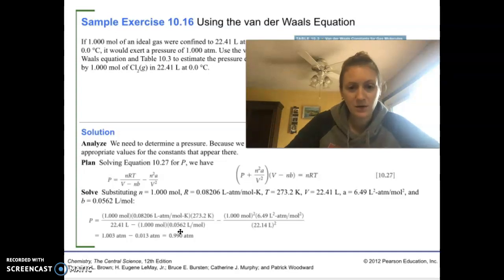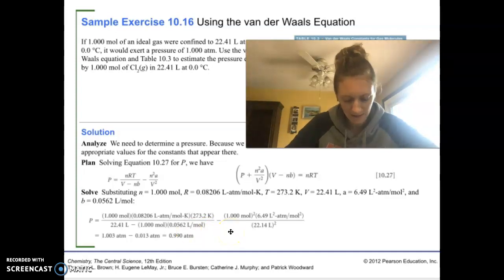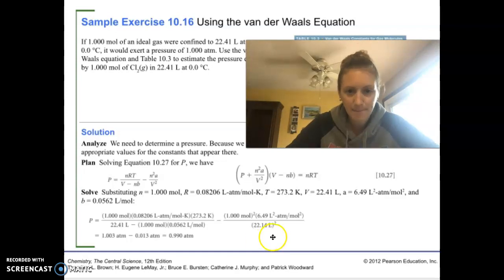Then we have to do the second part of the equation, which is minus n squared, so 1 squared, times a for Cl2, which is 6.49, divided again by our volume squared, which is 22.41 squared. When we do all that, we'll get 1.003 atmospheres minus 0.013 atmospheres for a total of 0.990 atmospheres.